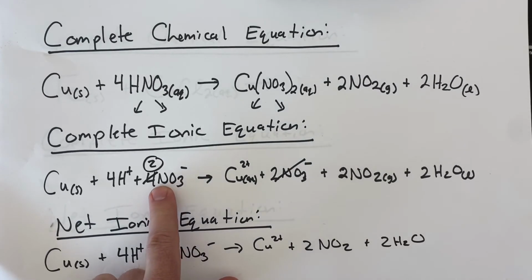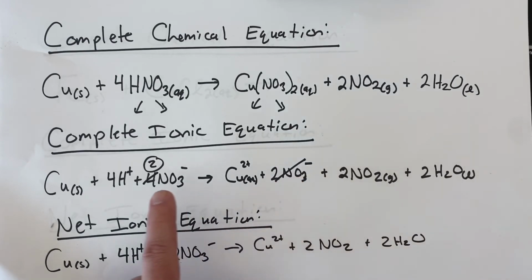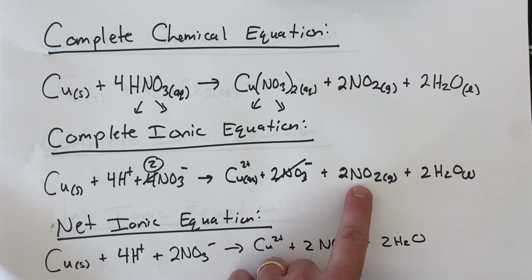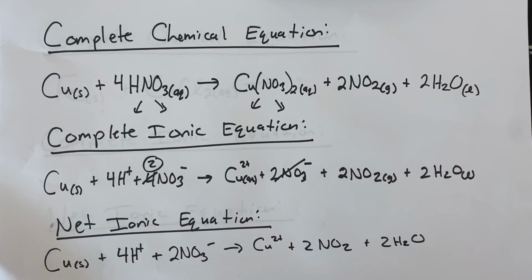We have 4 nitrates on the left and only 2 nitrates on the right. So 2 of the nitrates didn't do anything. They started up by themselves and those 2 ended up by themselves. And so we got rid of 2 of them. But there were 4 to begin with. 2 of them then went on and made the NO2 gas, the brown gas that we saw. And so those 2 actually changed. So I'm going to keep those in the mix, but I'm just going to get rid of the 2 nitrates that didn't do anything. And there you have our net ionic equation. Copper plus 4 hydrogens, 2 nitrates makes a copper 2+ ion, 2 NO2 gases, and 2 water molecules.